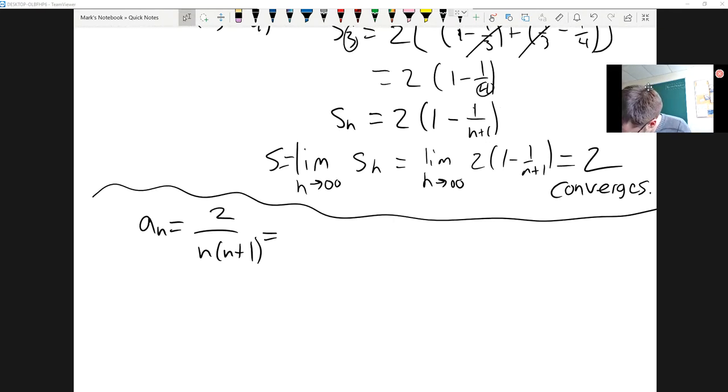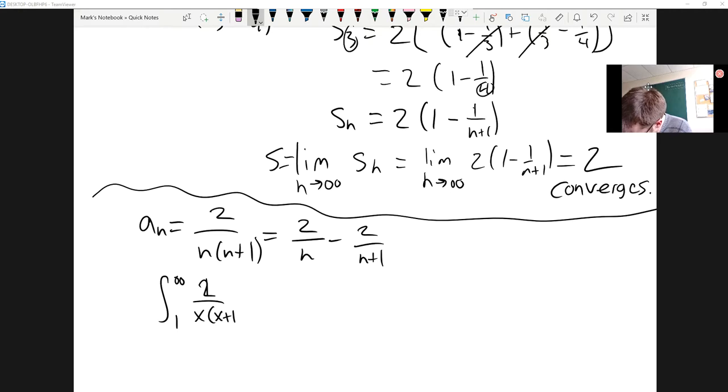We already showed that this can be written as 2 over n minus 2 over n plus 1. And you can show that this is a decreasing and positive function because the denominator is getting larger and larger and larger. And so what that means is we could look at the integral from 1 to infinity of 2 over x times x plus 1 dx, which is the same thing as the integral from 1 to infinity of 2 over x minus 2 over x plus 1. And if we can show that that integral converges, then we know that the series converges as well.